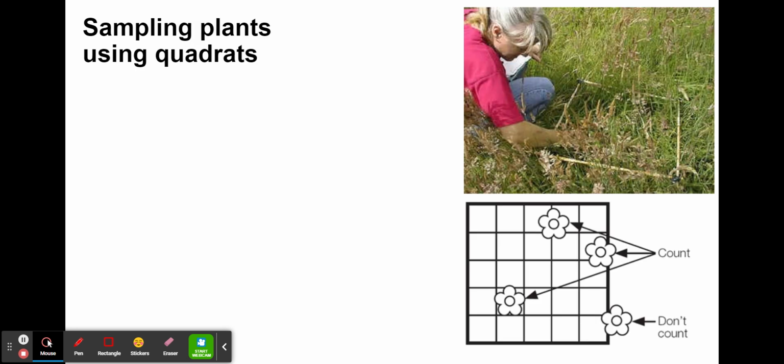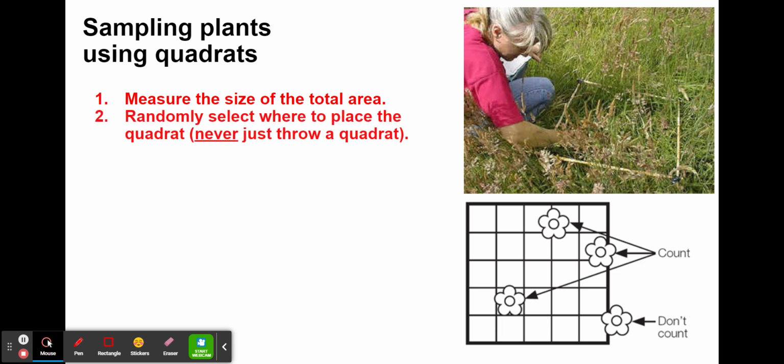And again, this is a way in which we could do it. I'm going to talk through the steps we could use to sample these daisies. As you can see here, this lady is using a sampling technique. We call this technique quadrating because she's using this square piece of equipment called a quadrat. What you would do is start off by measuring the size of the total area. So you would go out with a tape measure or a trundle wheel and measure the total area of the field.